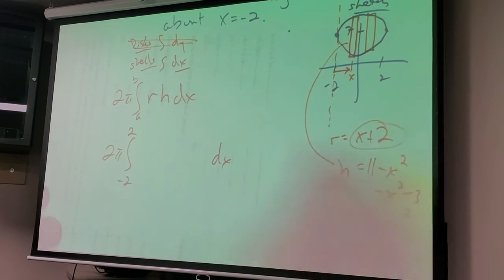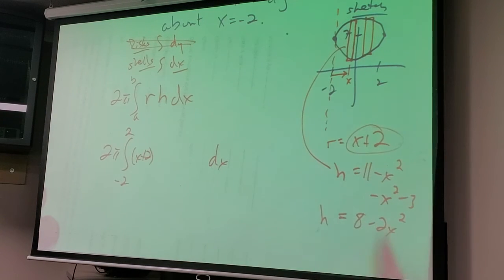Radius is x plus 2. Okay, yeah. And the height is there.